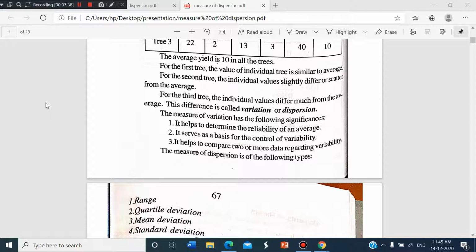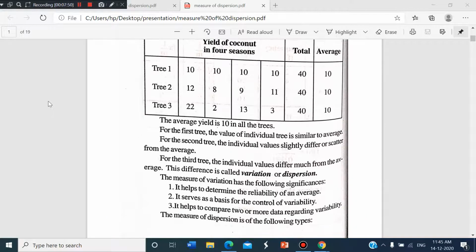When you get two or more data regarding the variability, you can calculate and compare the values to see which is more reliable. In my opinion, the first tree is more reliable every time. The second tree is okay, slightly reliable, but the third tree, if you calculate the variability, is highly unreliable.